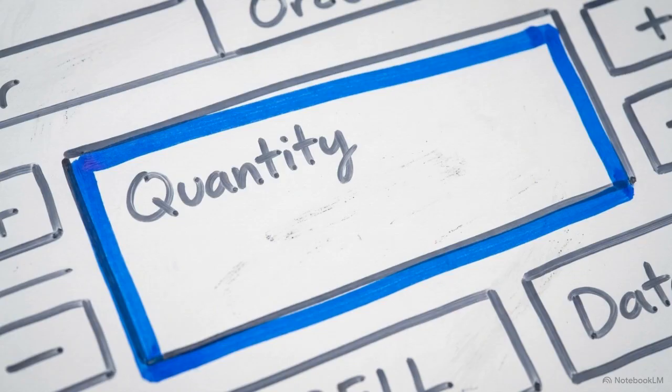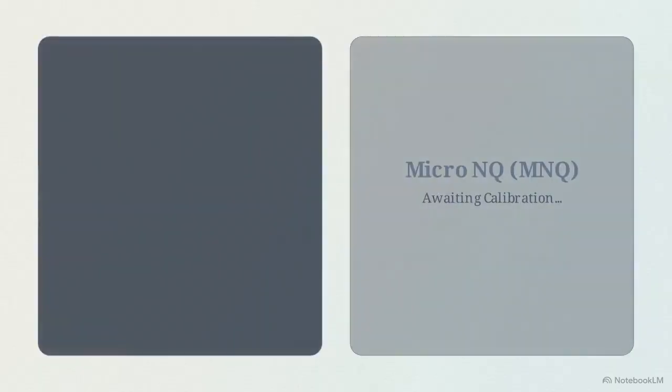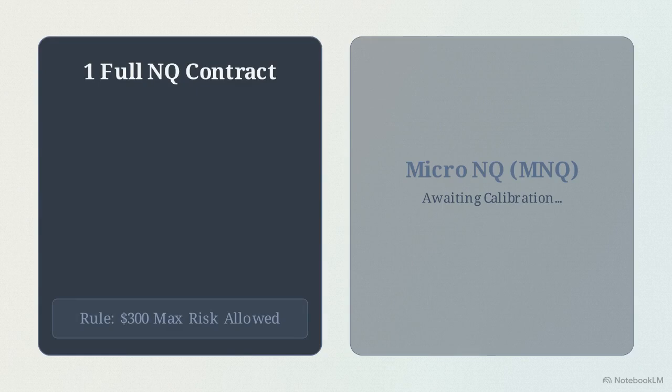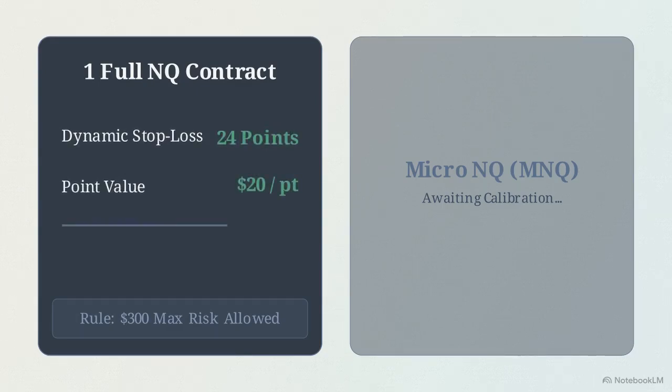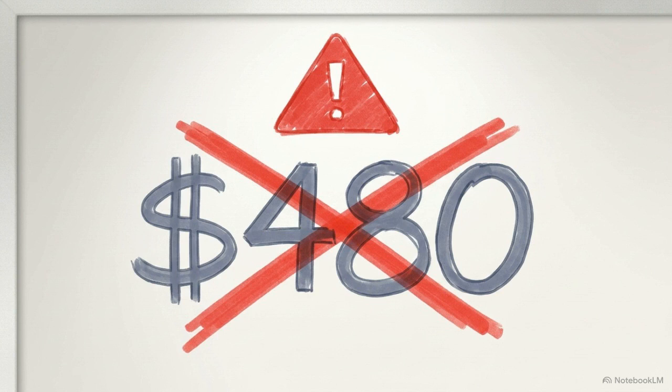That brings us to step 5, calibrating the payload. This is the mandatory process of adjusting your contract size down to maintain our strict $300 maximum risk rule. On the left side of this order entry panel, look at the financial risk for trading one full Nasdaq contract. Our 24-point stop distance at $20 per point generates a risk of $480. A $480 risk breaks our strict $300 parameter. To stay within our risk profile, we must scale down the payload size.